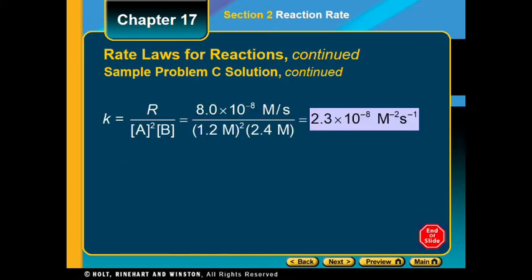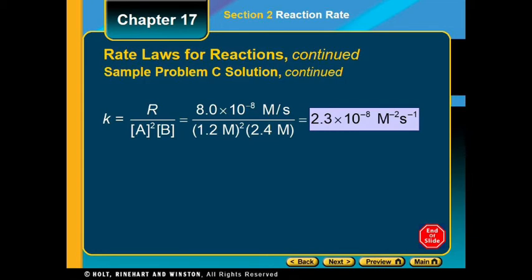We rearrange it to find out what our constant is. They are picking, let's see, this would have been experiment number 1. So in experiment 1, the rate is 8 times 10 to the negative 8th. Concentration of A was 1.2, concentration of B was 2.4, and we're plugging all of that in. Again, you should be able to do the math on this, double check it in your calculator.